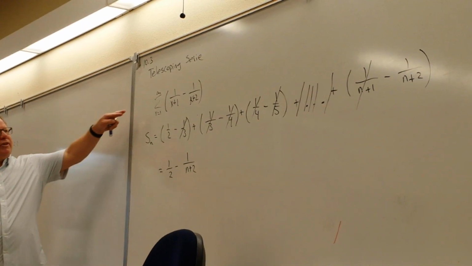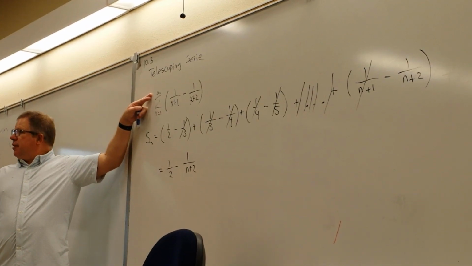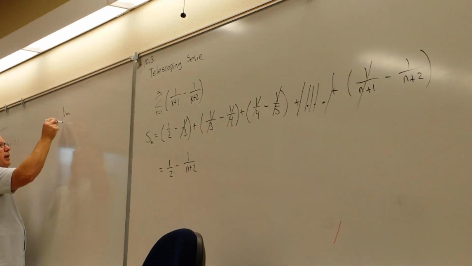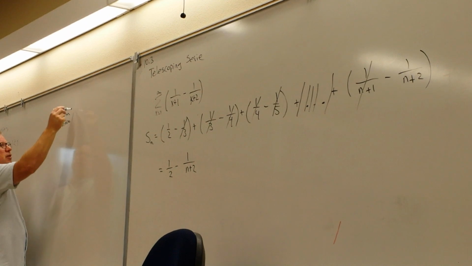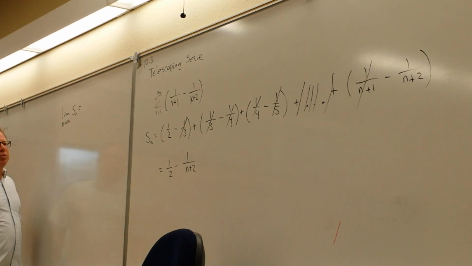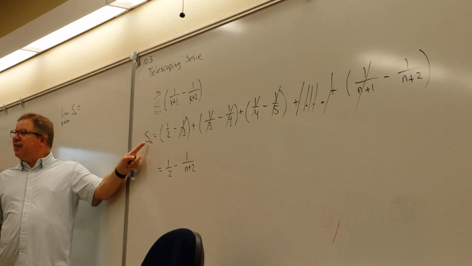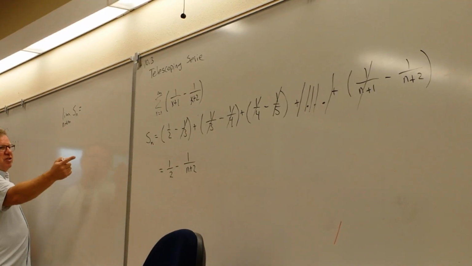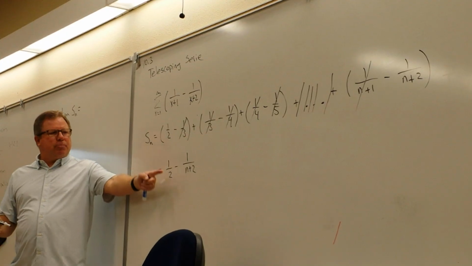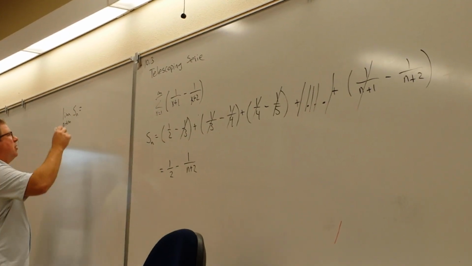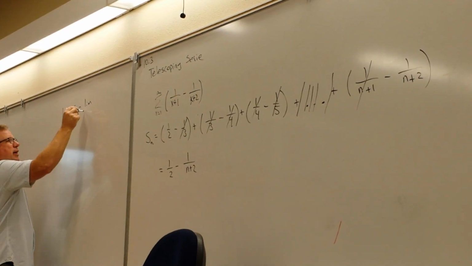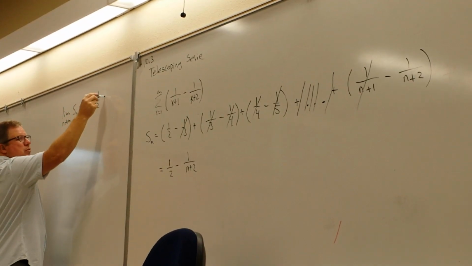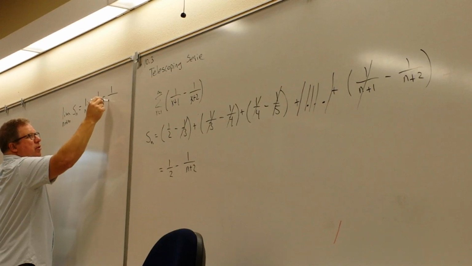Well, this is an infinite sum. So we want to know the limit as n goes to infinity of s of n. We want to know the limit as n goes to infinity of this. Well, we just now found that s of n simplifies to this. So this equals the limit as n goes to infinity of that, 1 over 2 minus 1 over n plus 2.